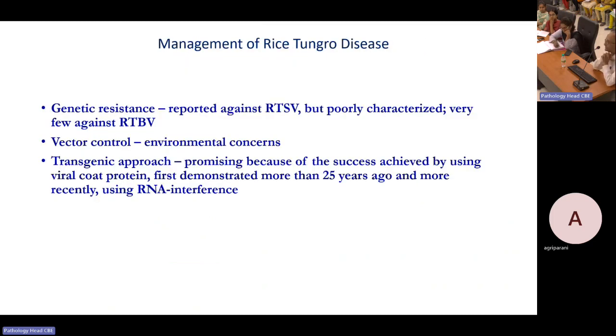So, as far as management of rice tungro disease is concerned, first of all, the best is to work with genetic resistance. Unfortunately, genetic resistance has not been reported against RTBV. Whatever has been reported, if you scan PubMed and these databases, you see some reports, but they have not been taken forward. But against RTSV, there has been some genetic resistance. And in fact, a few years back, there was even a paper from the Philippines of genome editing in rice using one of the resistance genes against RTSV. But against RTBV, there are very few resistance genes in rice.